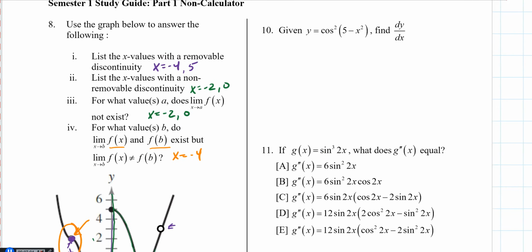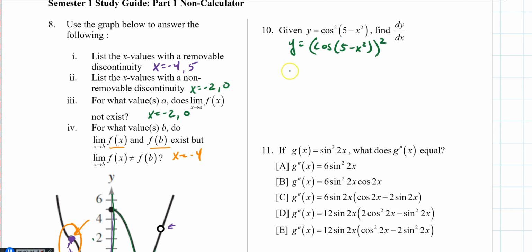Number 10, given that y is equal to cosine squared of 5 minus x squared, find dy dx. Well, I'm going to have to use the chain rule to do this. First thing we need to remember is that even though it says cosine squared of 5 minus x squared, we are going to treat it like it's the cosine of 5 minus x squared all squared. That's the way we're going to do it. And now we can use the power rule, and we're going to use the chain rule twice.